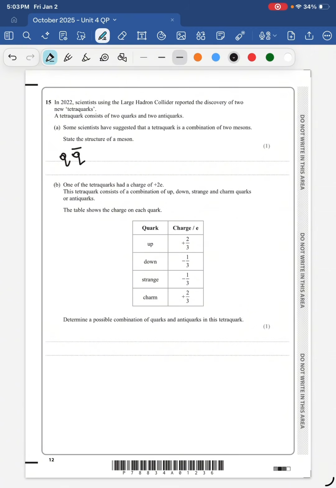So let's do B. One of the tetraquarks had a charge of plus 2e. This tetraquark consists of a combination of up, down, strange, and charm quarks or antiquarks. The table shows the charge of each quark. Determine a possible combination of quarks and antiquarks in this tetraquark. Since we need a charge of 2e, we need an up and an anti-down to get a charge of plus 1. And then to get another charge of plus 1, we need a charm and an anti-strange. So this is a possible combination.